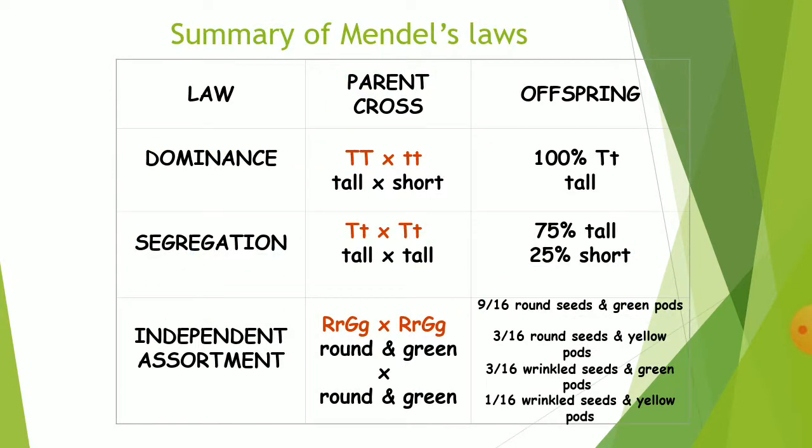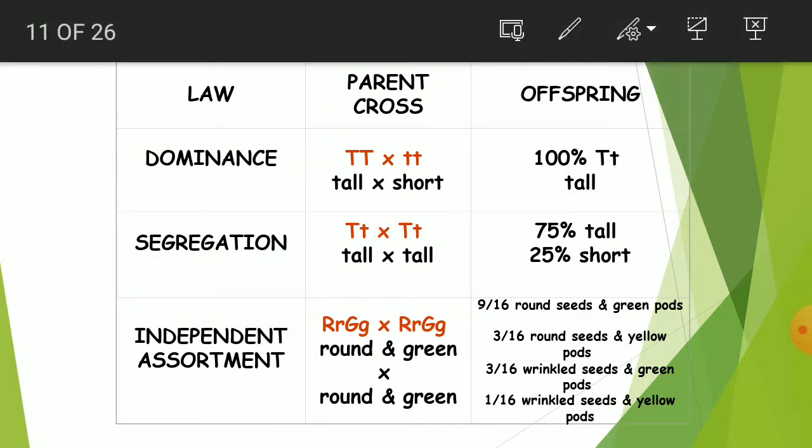Summary of Mendel's laws. According to the law of dominance, all of the offspring show the dominant trait. The law of segregation means the genes segregate during gamete formation: 75% show the parental combination and 25% show the other type, in the genotypic and phenotypic ratio. Third is independent assortment, which means the genes or alleles segregate independently without affecting each other.